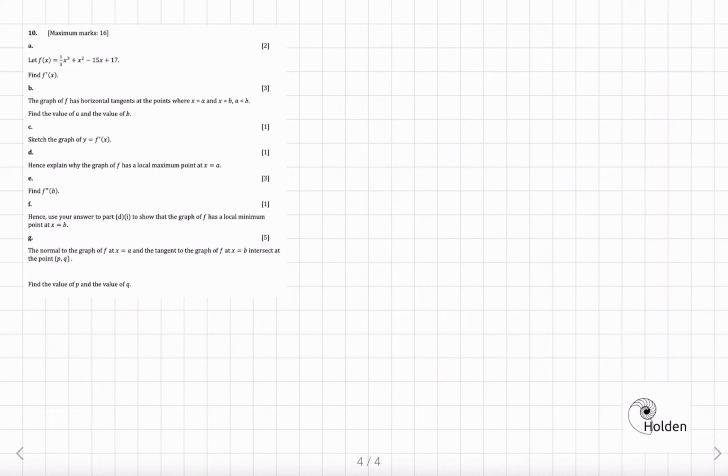So the normal to the graph of f at x equals a and the tangent to the graph of f at x equals b intersect at the point P, Q. All right, I'm just going to sketch what's going on here. So we know what f looks like. We don't know the exact points. I just want to try and visualize what's going on here. So we know that f is going to look something like this. Okay, so y equals f of x.